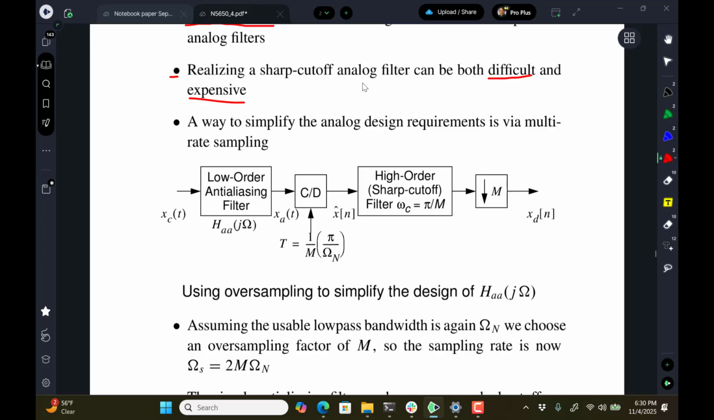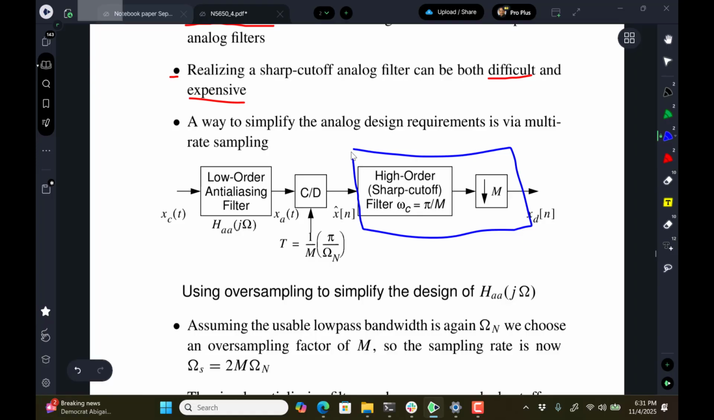So at any rate, I still get excited about this idea. We could do a low-order anti-aliasing filter and then come in at a higher sampling rate and then make our digital filter have the fine-tuning for the sharp cutoff and then drop the sampling rate down. And of course, this would not be done as a cascade. This would be some sort of polyphase implementation, so you're not doing all that heavy lifting before you downsample. That was something we talked about a couple weeks ago.